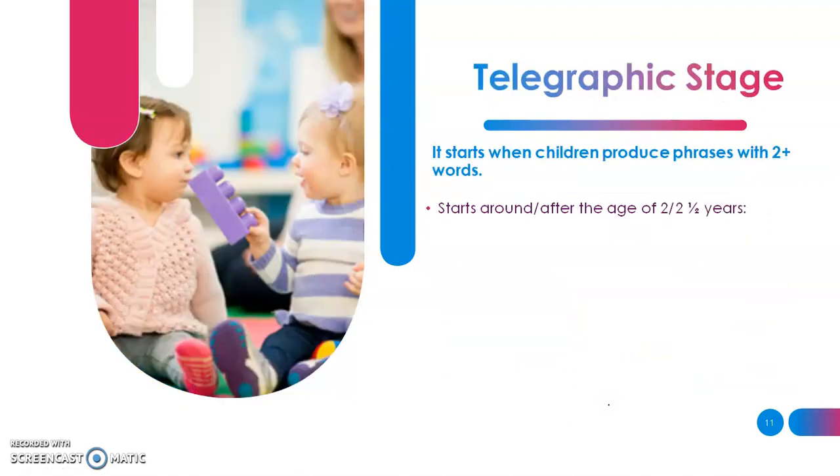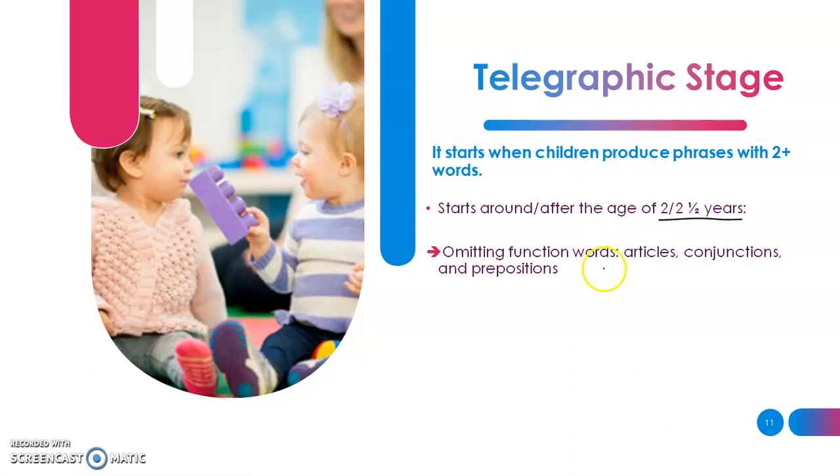Let's move to the telegraphic stage, which happens around the age of 2 and a half. What we mean by telegraphic is when the child is producing more than 2 words, that is 3, 4, or 5 words, almost a complete sentence. What happens here is that they omit function words. They might be using a noun, a verb and another noun. Let's say, for example, "Baba go work." That means my father has gone to work.